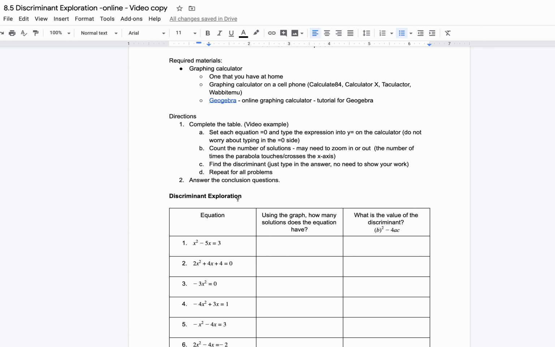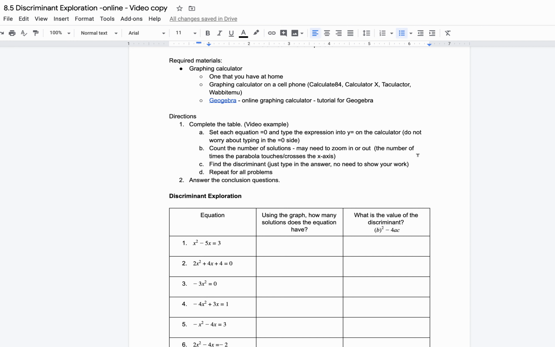So you need to complete the table. And to do that, you have to set each equation equal to 0. Then you are going to graph the equation. You only have to worry about putting in the side with the quadratic. You don't have to worry about putting the side with the 0, because the side that has the 0, when it equals 0, there you're just talking about the x-axis.